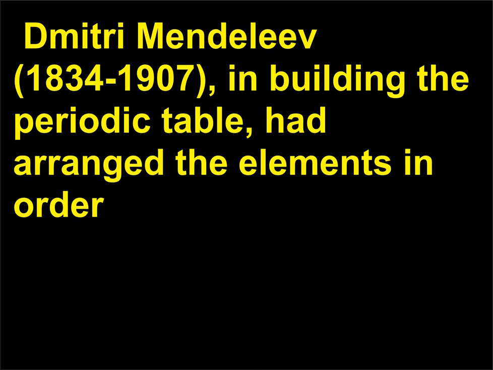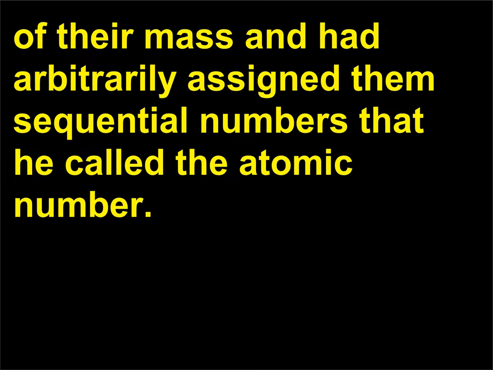Dmitri Mendeleev, 1834-1907, in building the periodic table, had arranged the elements in order of their mass and had arbitrarily assigned them sequential numbers that he called the atomic number.